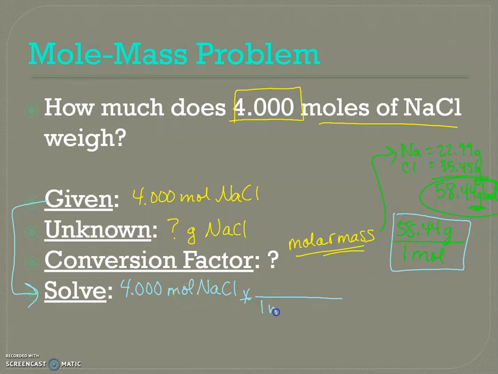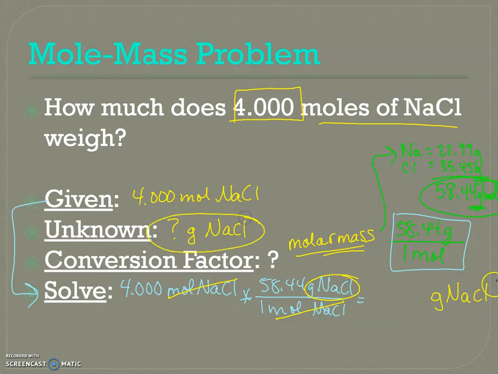And then I position my conversion factor so that moles cancel out. That means I put 1 mole on the bottom and I put my 58.44 grams up top. So what happens? Moles and moles cancel out, leaving grams of NaCl, which is exactly what I want right here. All right, so those two are going to match up.